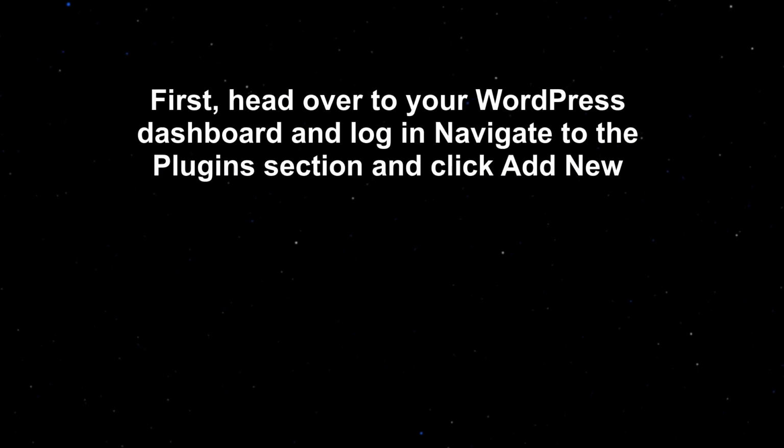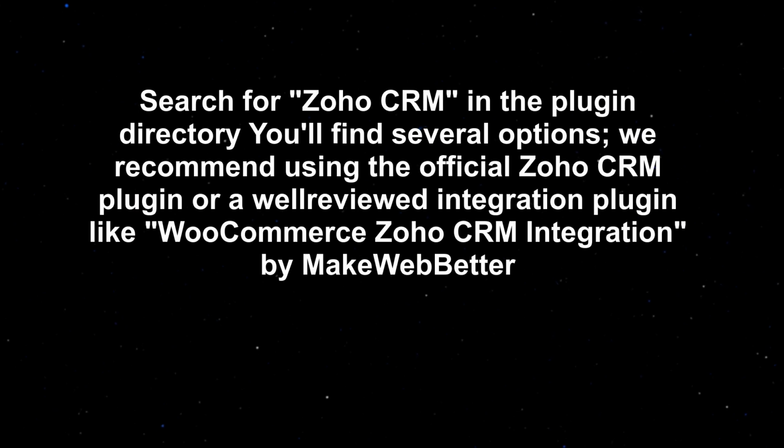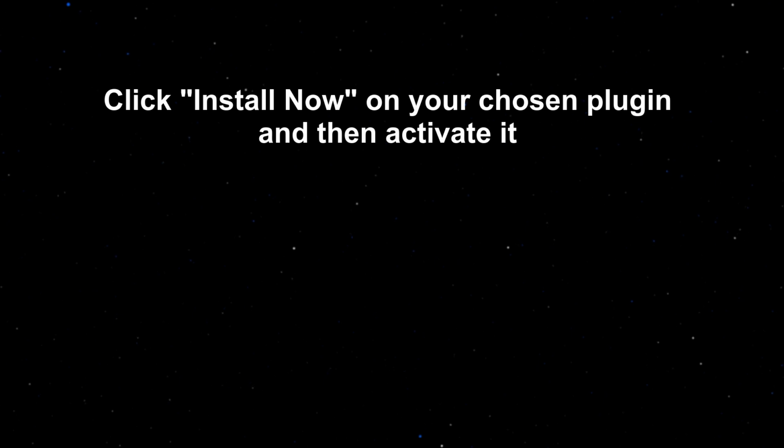First, head over to your WordPress dashboard and navigate to the plugin section and click Add New. Search for Zoho CRM in the plugin directory. You will find several options. We recommend using the official Zoho CRM plugin or a well-reviewed integration plugin like WooCommerce Zoho CRM integration by MakeWebEditor. Click Install Now on your chosen plugin and then activate it.